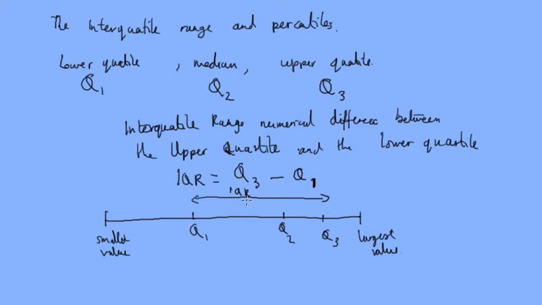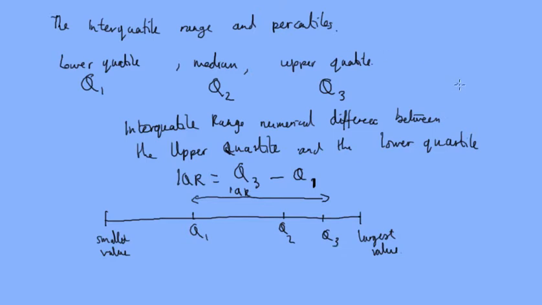Now, the interquartile range is often preferred to look at rather than just the plain range, because the interquartile range gives more weight to the middle values and not such a great weight to the extreme values, which we sometimes call these two values, the smallest and the largest value, the outliers.